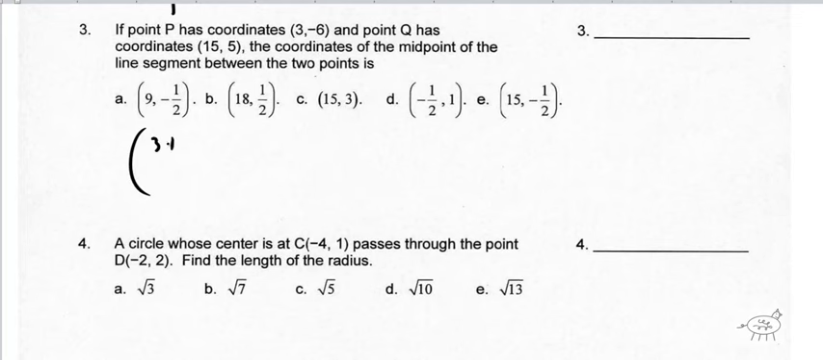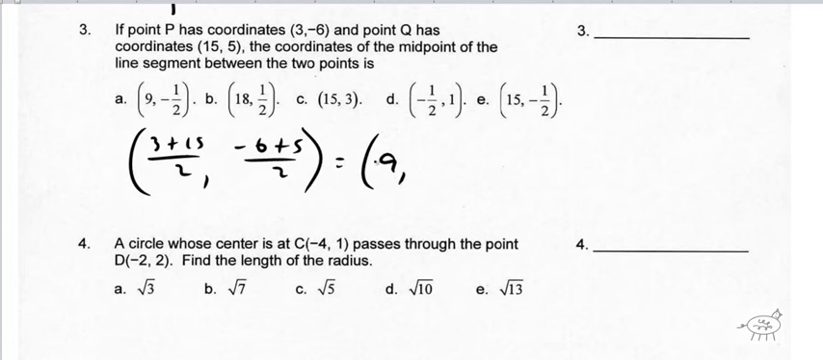3 plus 15 over 2, and -6 plus 5 over 2. So 3 plus 15, 18 over 2, 9. -6 plus 5 is -1/2. There you go.